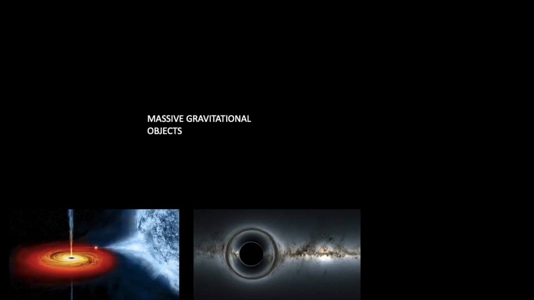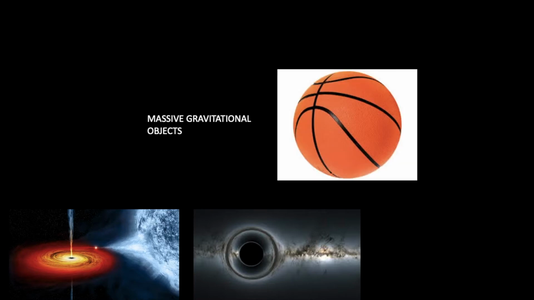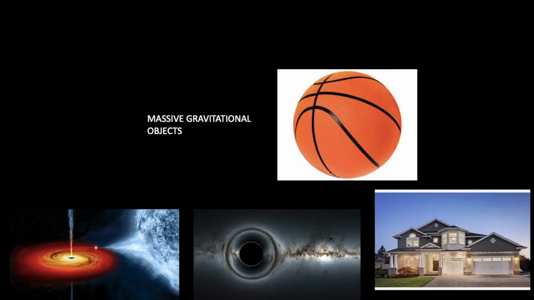Well, black holes are massive gravitational objects, and you could think of their mass like a basketball with the mass of a house. So, this mass is very massive compared to their size. This means that they have to be extremely dense to keep up the mass for their small size.